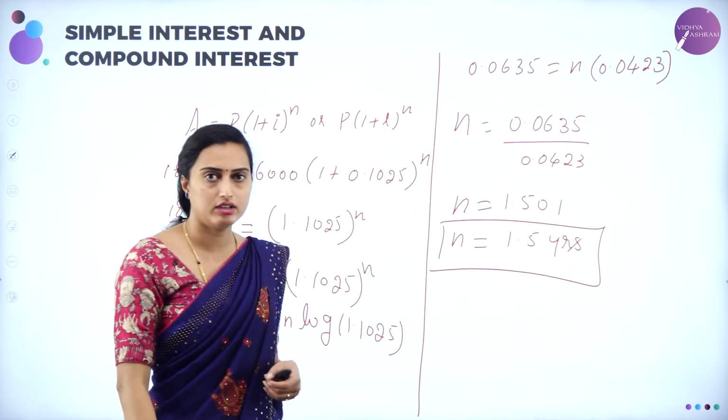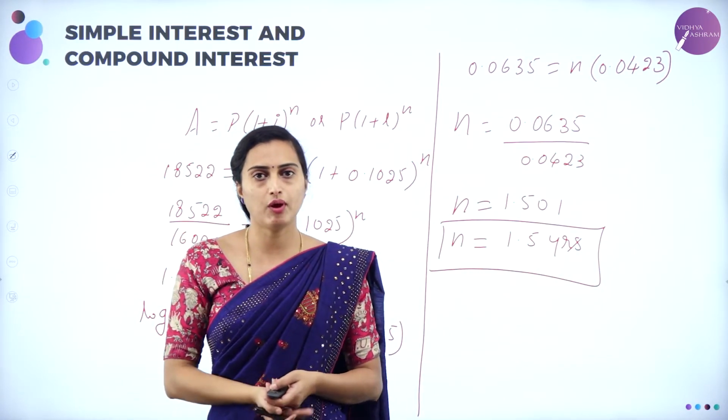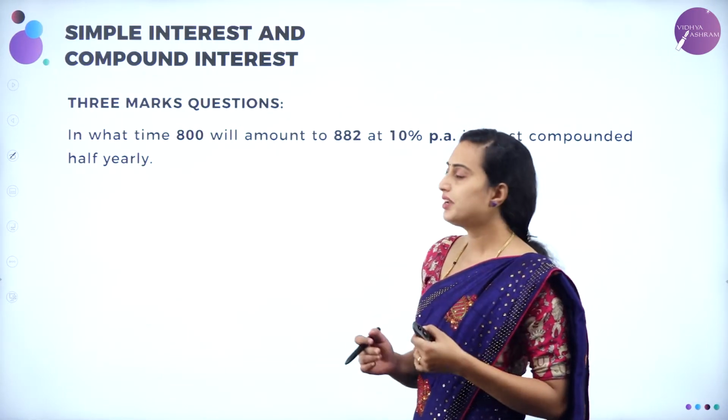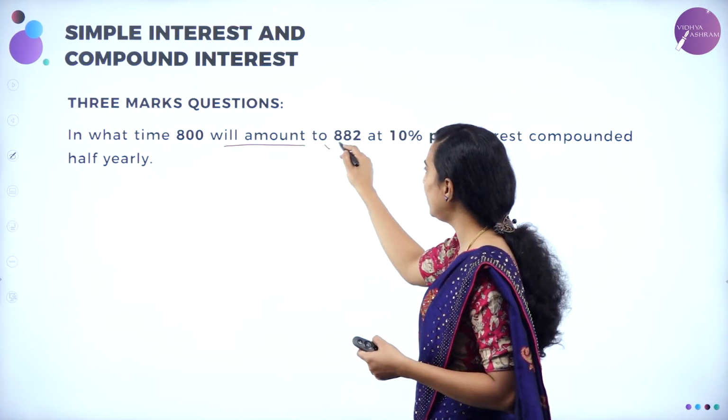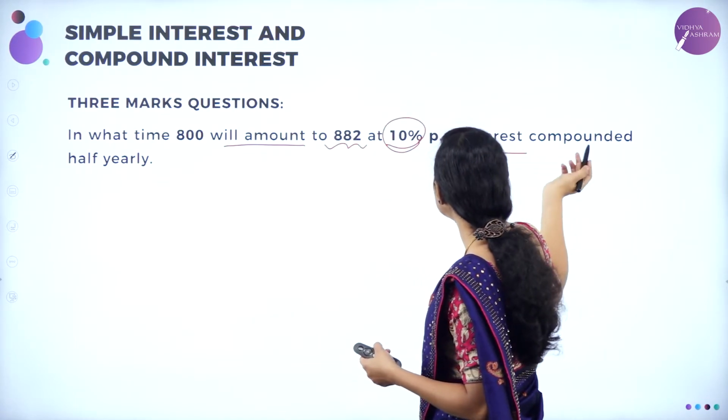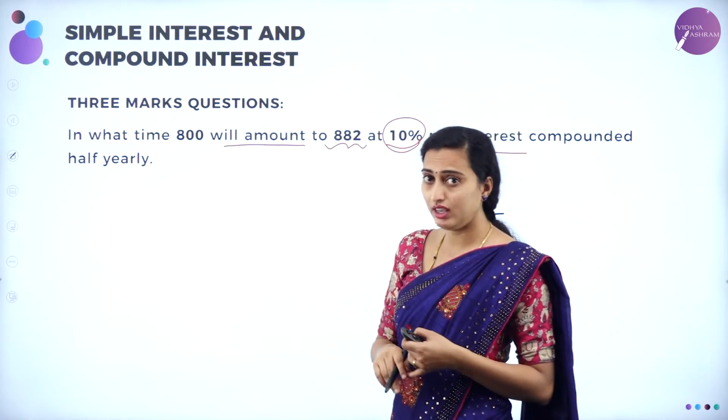That is your n. Okay, I hope you understood this problem. We'll move on to the next problem. In what time will 800 amount to 882 at 10% per annum interest compounded half yearly?